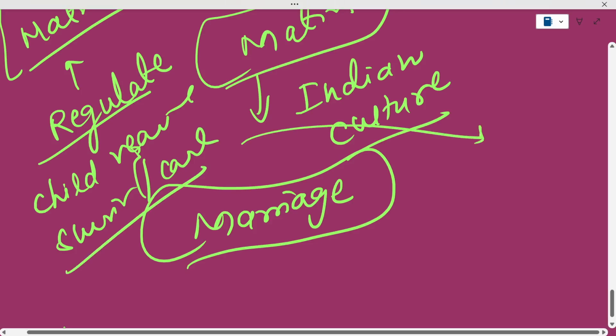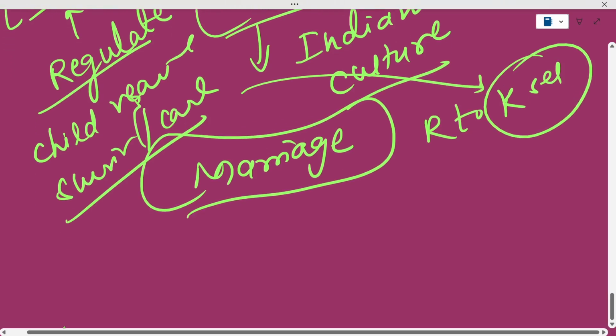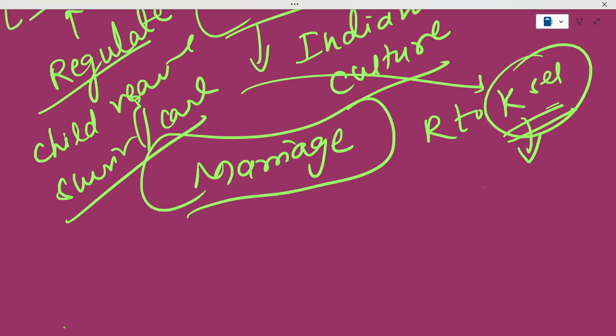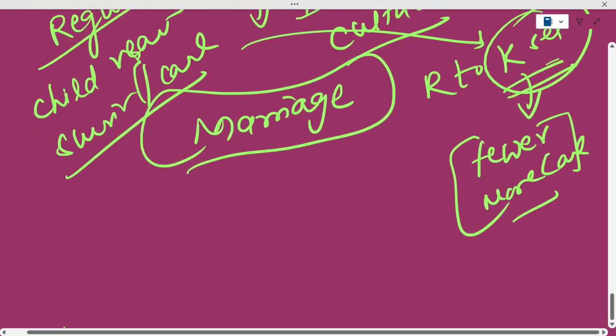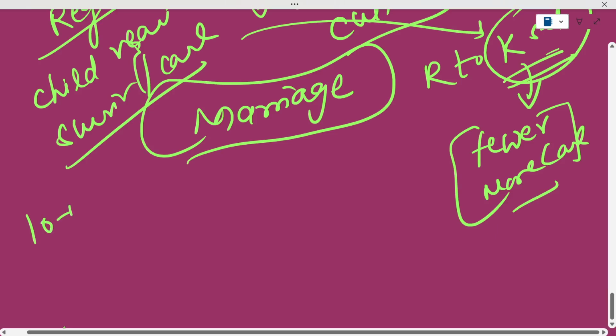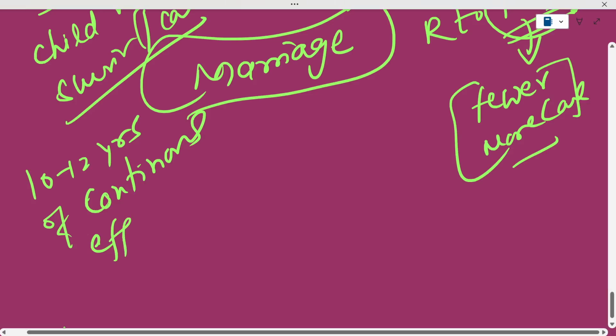And you may remember the r/K selection, that we Homo sapiens, in present time, follow the selective practices in which we have fewer children and more care. So it's a whole lifetime of effort. At least it's around 10 to 12 years of continuous effort. That's how children are reared and raised. Continuous effort.